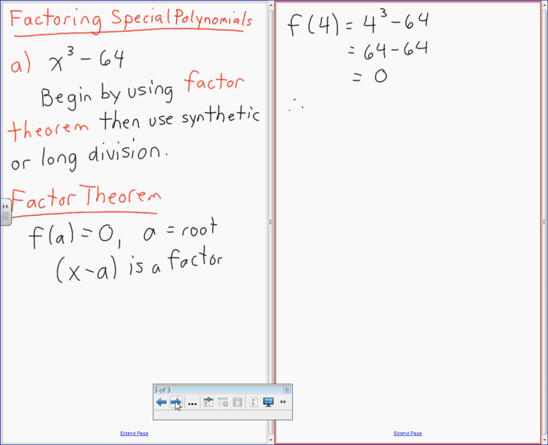What is a factor? Nope, close though. 4 is a root. So what's the factor then? Somebody help her. It's okay. It's the first day. What's the factor? x minus 4. Thank you.